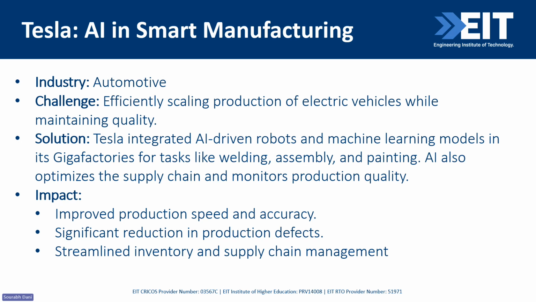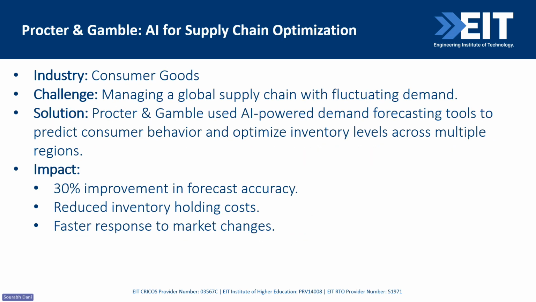The thing is that humans would need to monitor them. We don't want humans to work on them, rather we want humans to monitor them. So that's where you need to learn how to work in the AI industry. AI also optimizes the supply chain and monitors production quality. The impact was improved production speed and accuracy, a significant reduction in production defects, and streamlined inventory and supply chain management. Now I'm on slide number 29, going to discuss AI for supply chain optimization, where the case study is from Procter and Gamble.